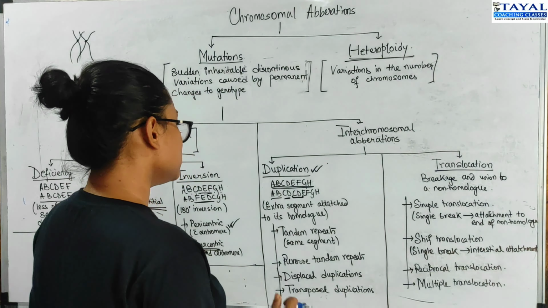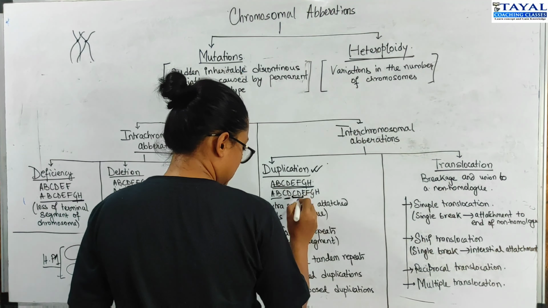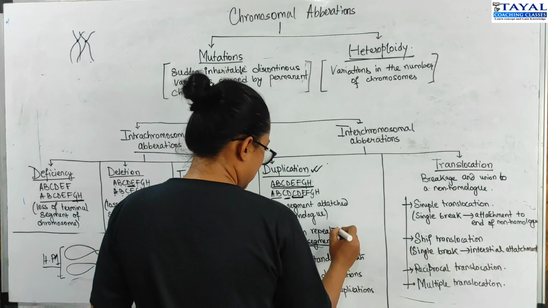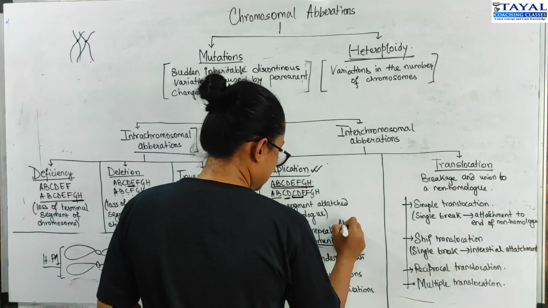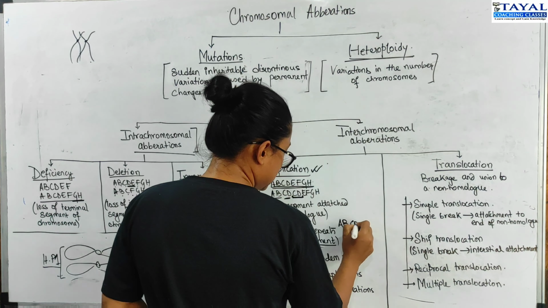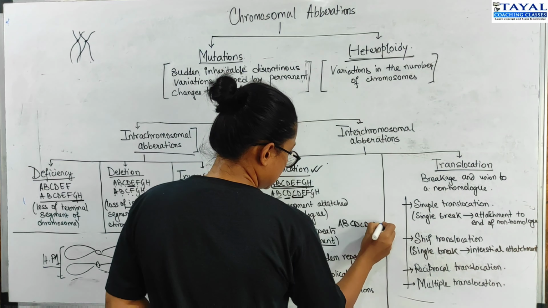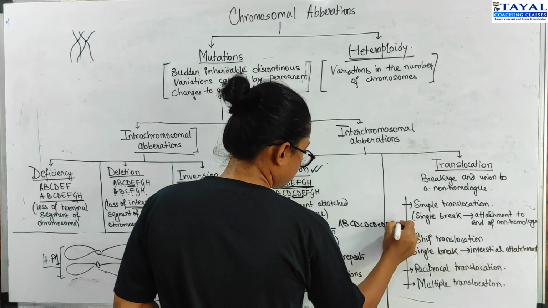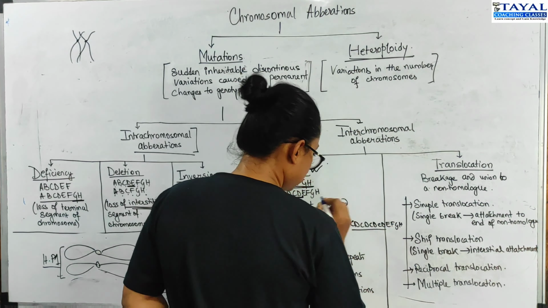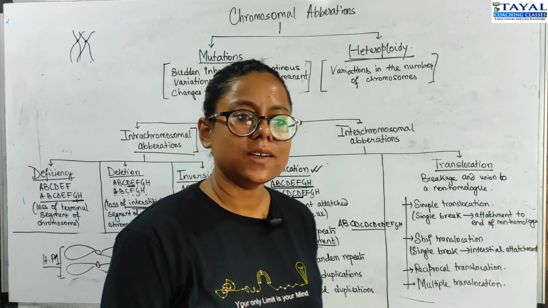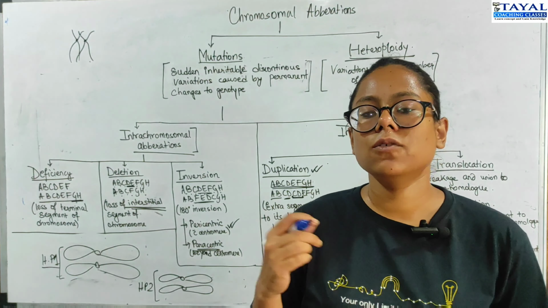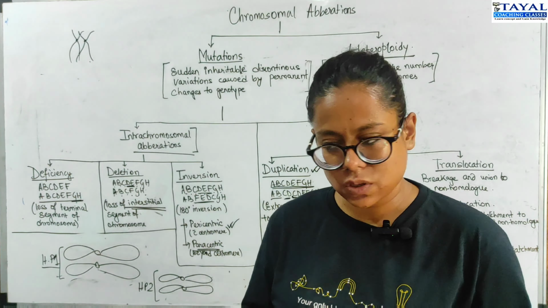Now, if the duplication that is happening is of the same segment multiple times, right? So let's say instead of becoming just A, B, C, D, C, D, it becomes A, B, C, D, C, D, C, D, C, D, and then E, F, G, H. So now you have a tandem repeat, correct? It's called tandem when it's the same segment which is getting repeated multiple times, okay?